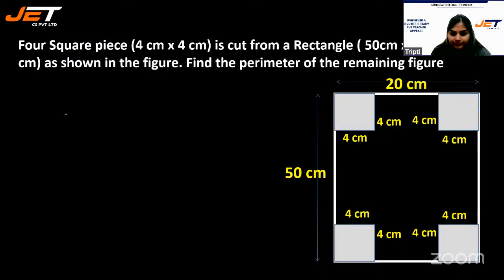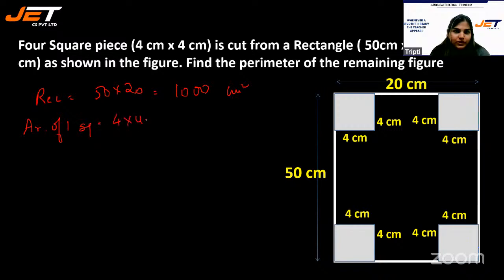So the area of the rectangle is 50 times 20, which is 1000 centimeters square. Area of 1 square is 4 times 4, which is 16 centimeters square. I need to find the area of 4 squares. 64 centimeters square is the area of 4 squares.